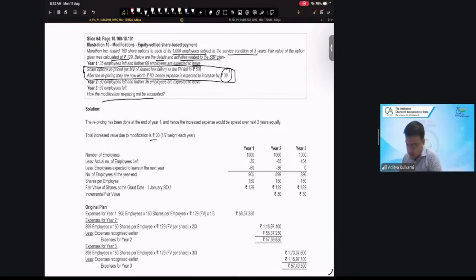So year 1, 2 and 3, number of employees 1000. Original plan will continue as it is. Number of employees left: 35, then another 30, so 65, and another 39, so 104. Expected to leave in the next year 60 and 36. So that gives you number of employees at year end 905, 899, 896. Shares per employee 150, 150, 150.